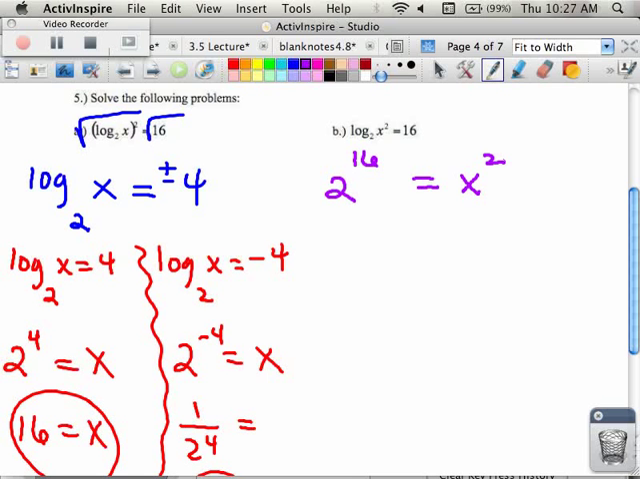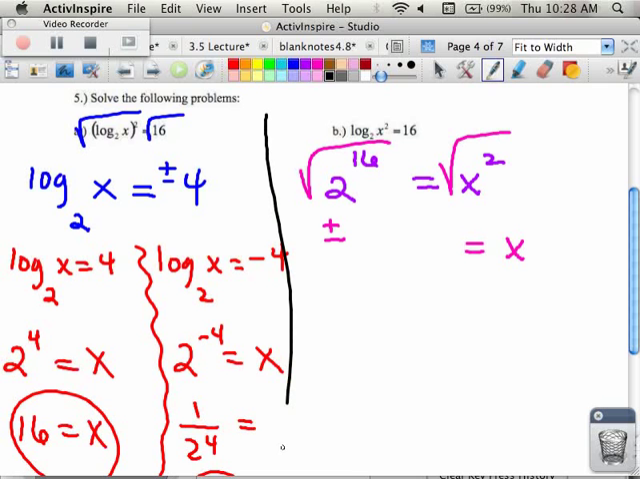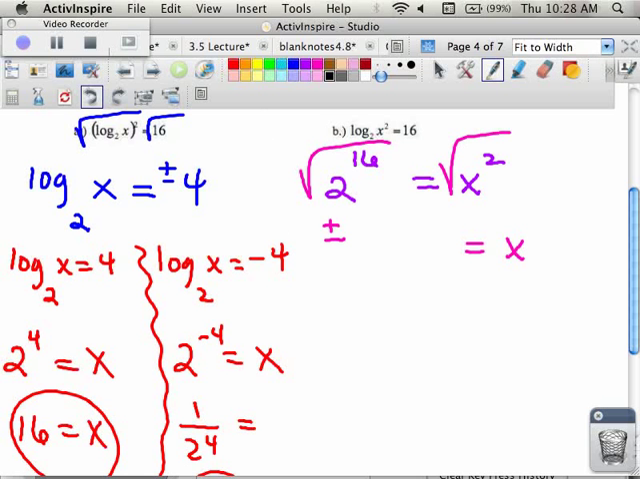Divide the exponent. Don't divide the exponent. Square root it. So let's square root the exponent. So I square root both sides. I get x equals plus or minus. Oh, that's unbelievable. Sorry. Unbelievable.